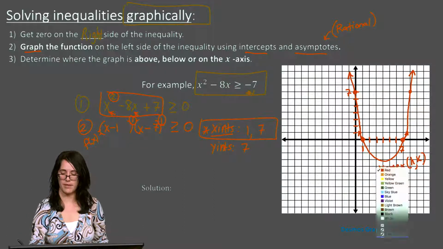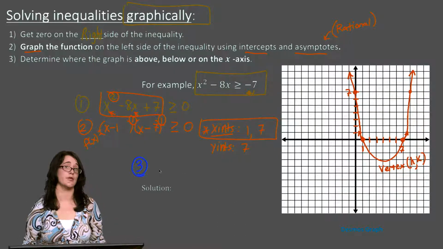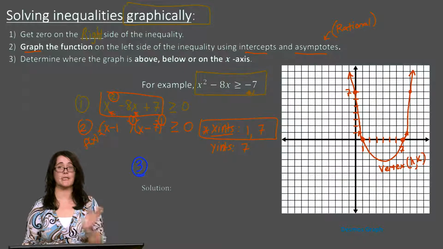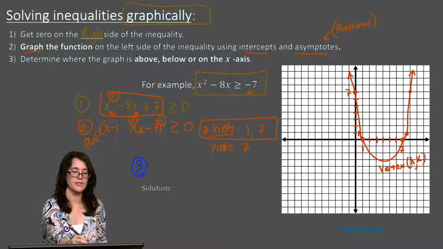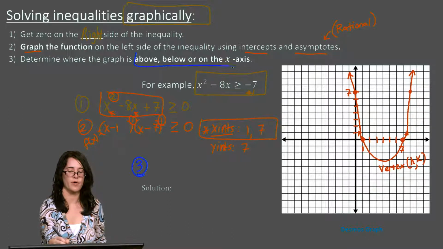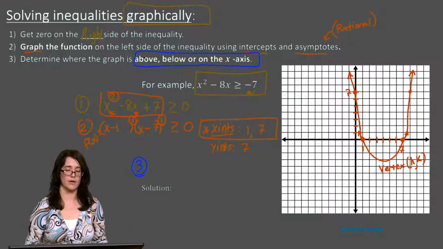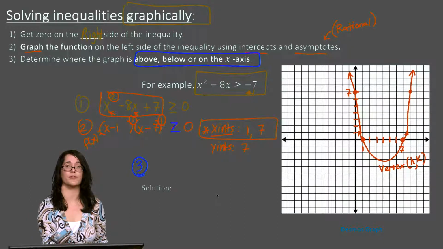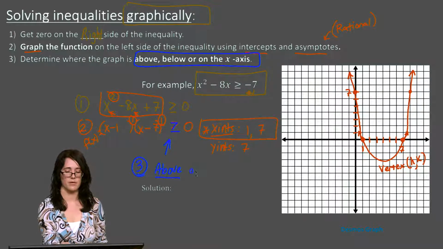So step 3 in this process of solving an inequality graphically, after you get 0 on one side and graph what's on the left, we would then ask ourselves, when is my graph above, below, or on the x-axis, according to the sign of the inequality? Our sign is greater than or equal to. So this is asking us, when is my graph above, because of greater than, or on, because of the or equal to, the x-axis?